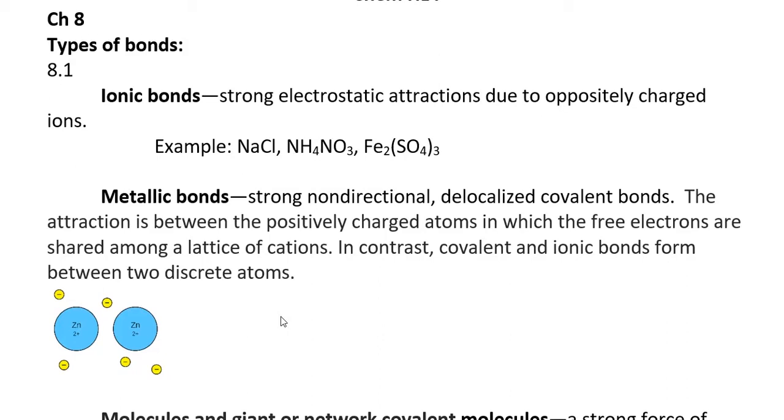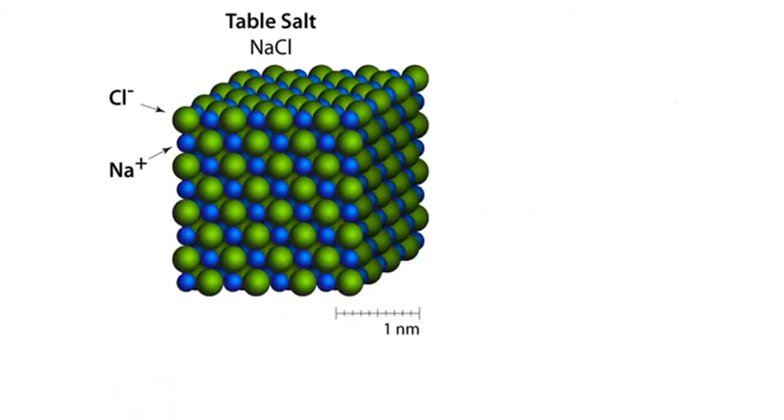There are ionic bonds, which are strong electrostatic attractions due to oppositely charged ions. Here are some examples: sodium chloride, ammonium nitrate, iron(III) sulfate, etc. If you look at a model of it, the chloride anions are bigger than the sodium cations, but there's definitely a very organized matrix here.